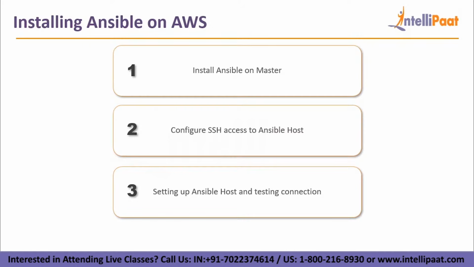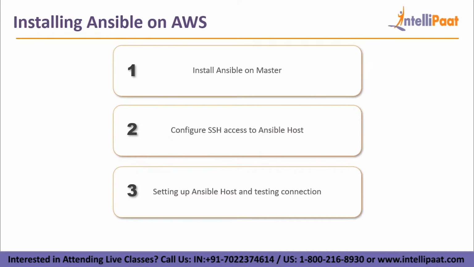Second step is to configure SSH from the master to the slave. That is, you should be able to do an SSH to the slave from the master without any key and without any password. So we'll see how we can configure this. Third step is that we'll have to set up the Ansible host and then we'll have to test the connection. All right, so we'll do this step by step, guys. So let's start with step 1, which is install Ansible on the master.